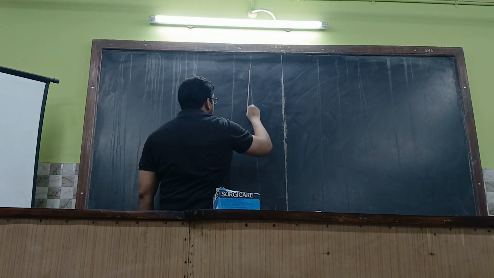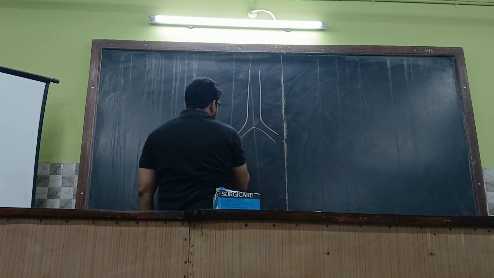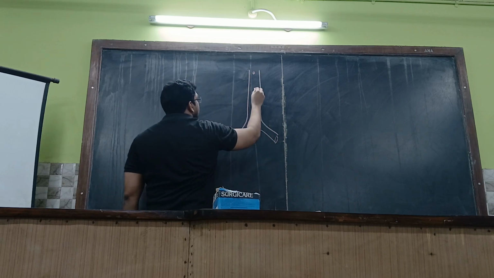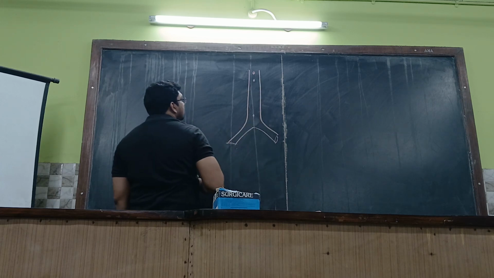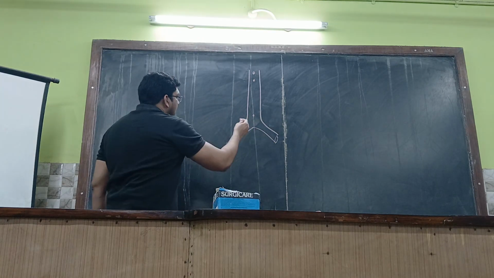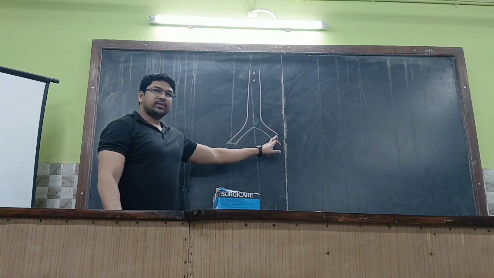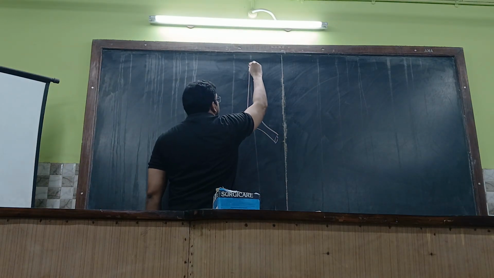Abdominal aorta. What are the branches of the abdominal aorta? What are the ventral branches first of all? Celiac, superior mesenteric artery and inferior mesenteric artery. These are the ventral branches of the abdominal aorta. And what are the terminal branches? Common iliac artery, right common iliac artery and left common iliac artery. What are the lateral branches?